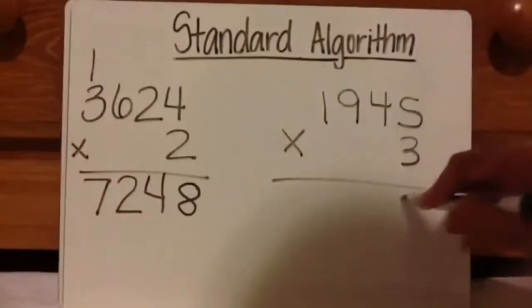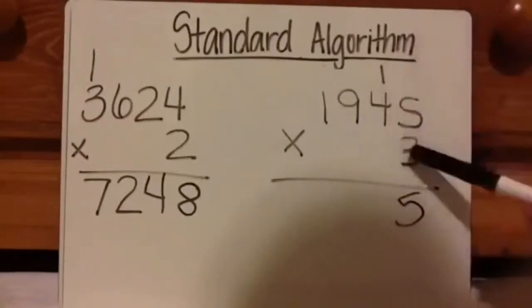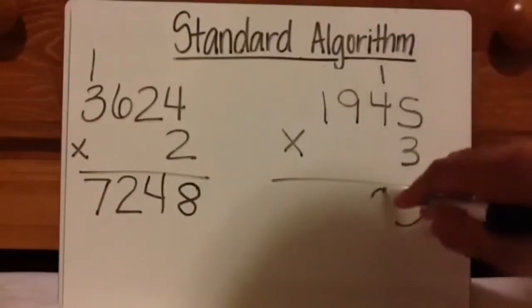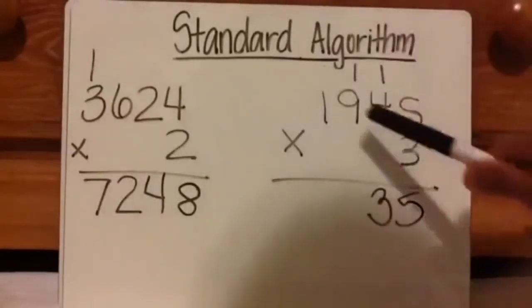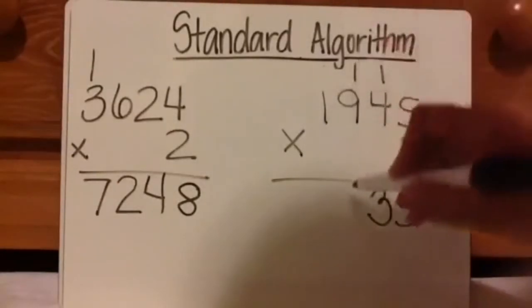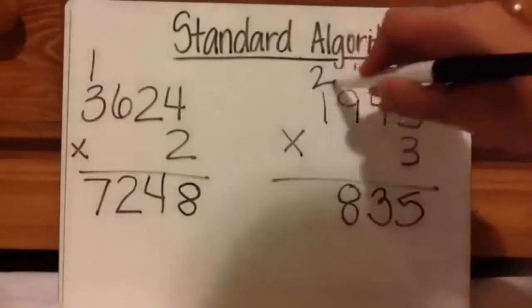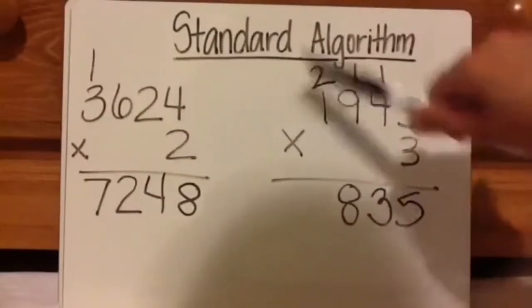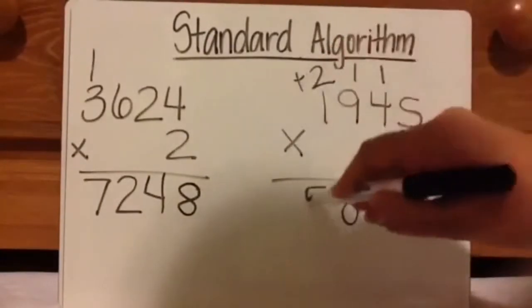3 times 5 is 15, carry the 1. 3 times 4 is 12, plus 1 is 13. 3 times 9 is 27, plus 1 is 28. 3 times 1 is 3, plus 2 is 5.